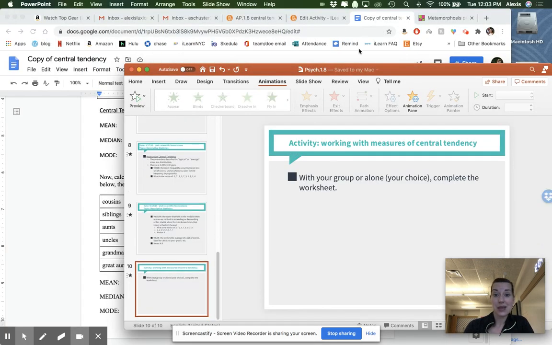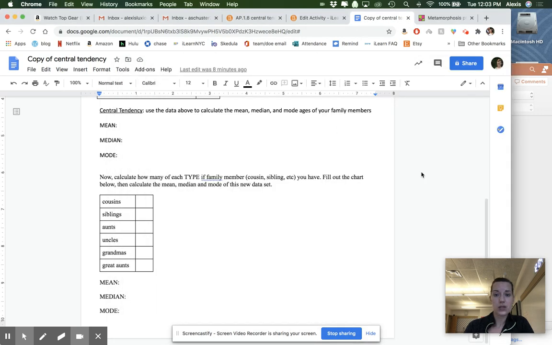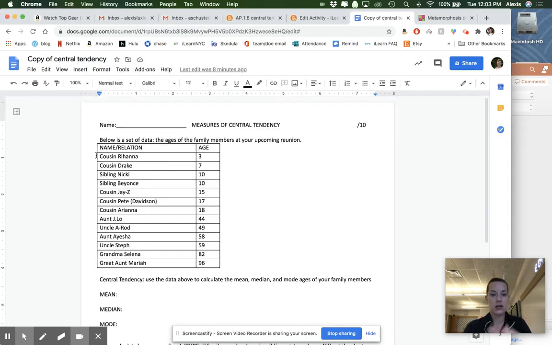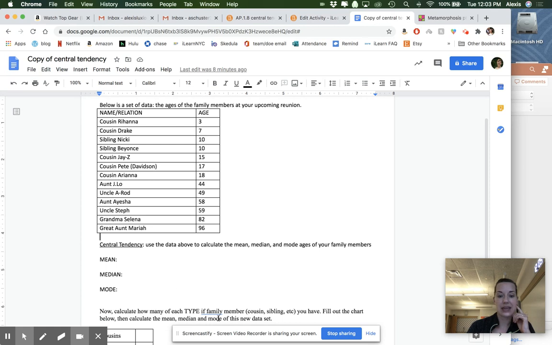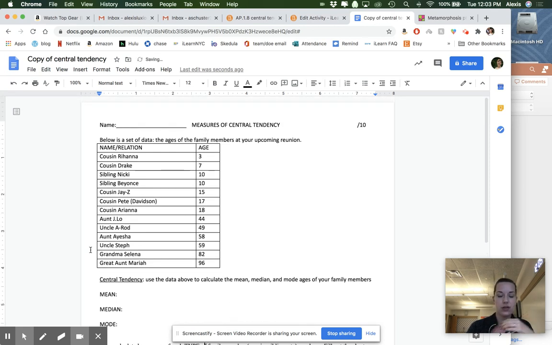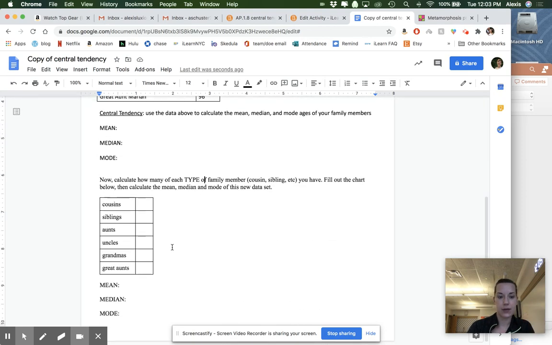and it's the same thing that we just did. So when you go to your worksheet here, you see that I've given you a data set, and I need you to do the mean, median, mode for their ages, okay? And then what you're gonna do is you're gonna figure out how many of each type of family member you have. So how many cousins, how many siblings, how many aunts, et cetera, et cetera. And you're gonna fill in this chart, okay?